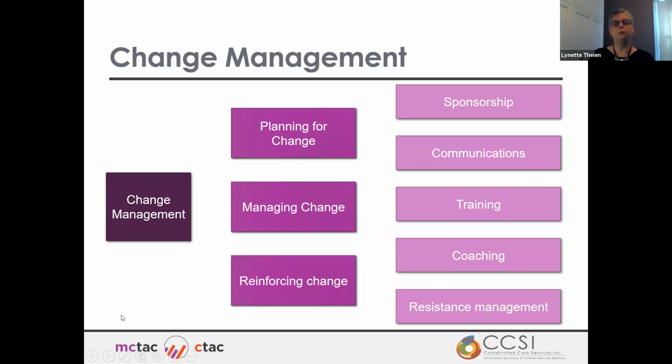Wanted to loop back to change management, which was one of our topics in our very first session, because when you're implementing a quality improvement cycle, you are implementing change. So just want to revisit some important components of change management. The reality with change management is that it is in all phases of your project. So it's in your planning cycle, it's in the implementation. So you're managing change while you're implementing.